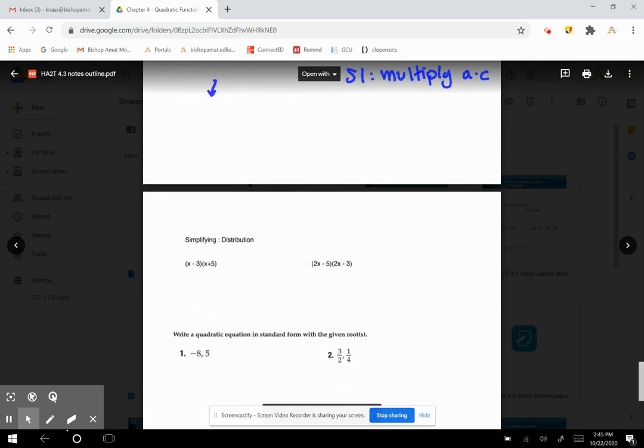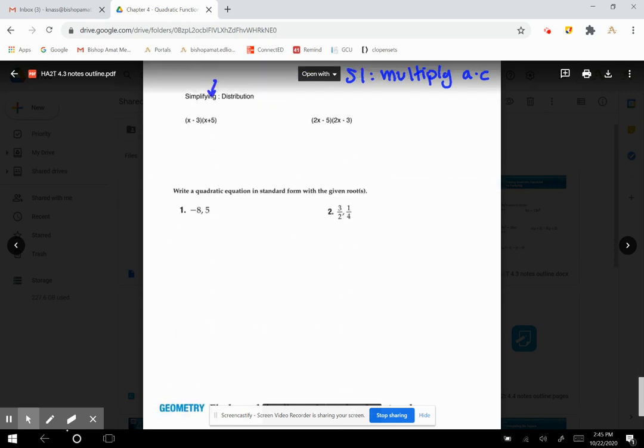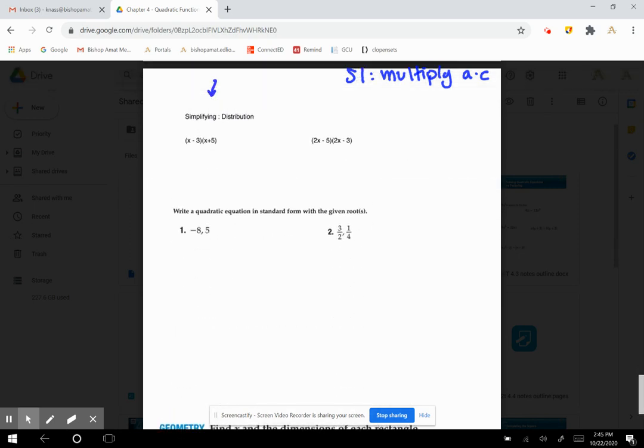Okay, and lastly, two more little concepts. First, for distributive property, we've done this before. This is like foiling, right? So the x goes to the x to get you x squared. The x goes to the 5 to get you 5x. Then you do negative 3x and negative 15. You collect like terms to get you x squared plus 2x minus 15.